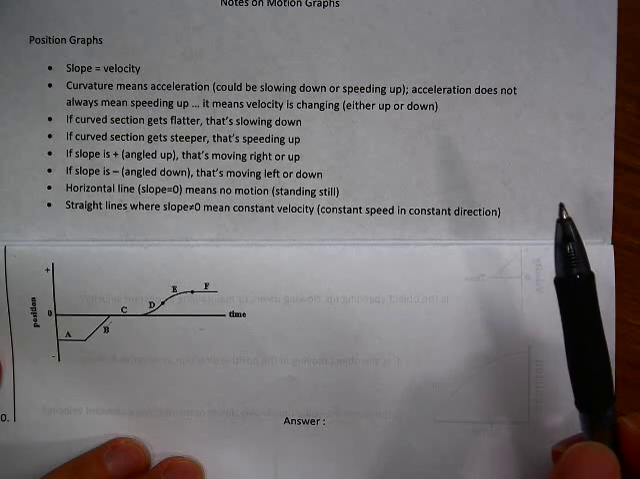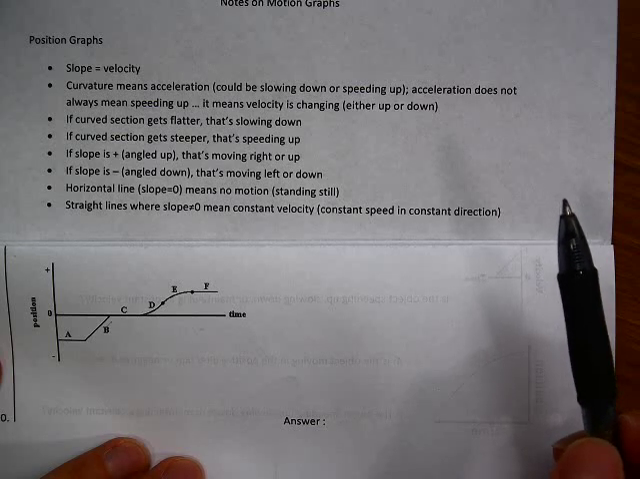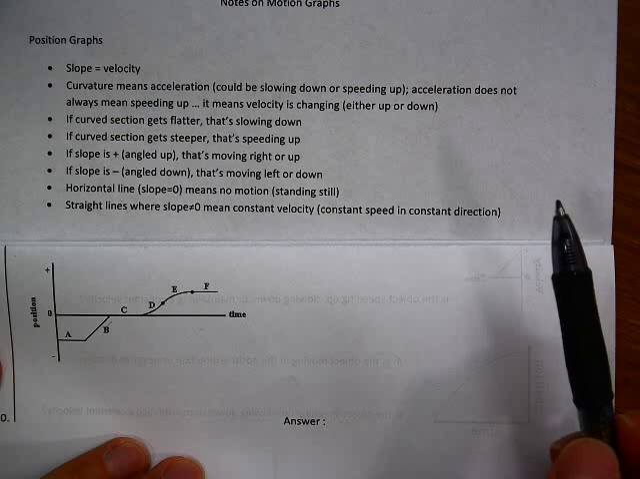A horizontal line means no motion. Again, horizontal is slope of 0. That means 0 velocity, no motion.